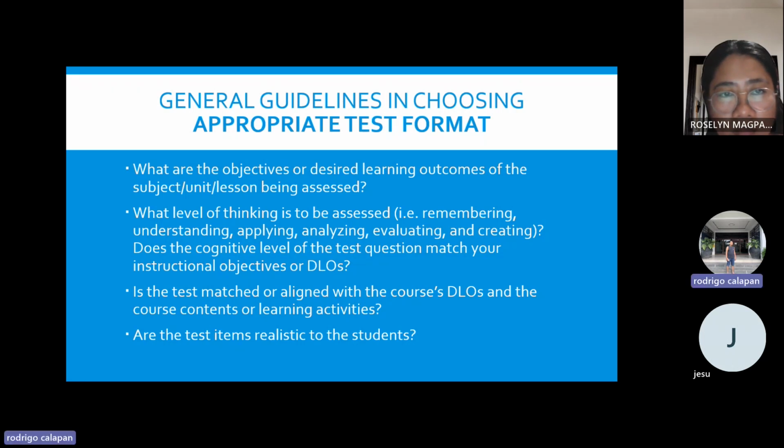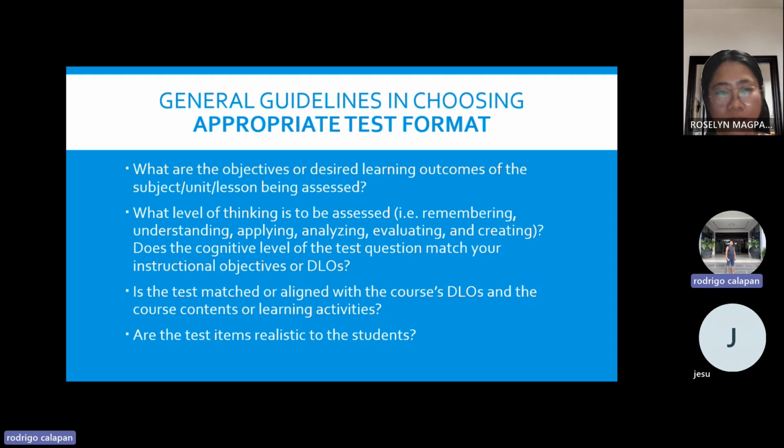So, to guide us in choosing the appropriate test format and designing a fair and appropriate yet challenging test, we should ask these important questions to come up with an appropriate test format. And number one here is, what are the objectives or the desired learning outcomes of the subject, of the unit, of the lessons being assessed?